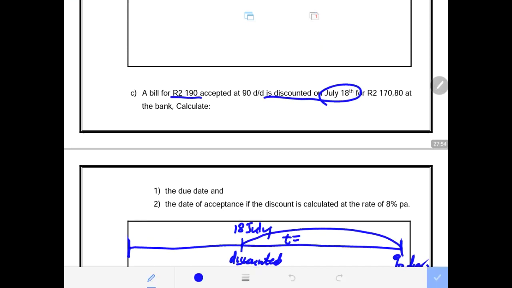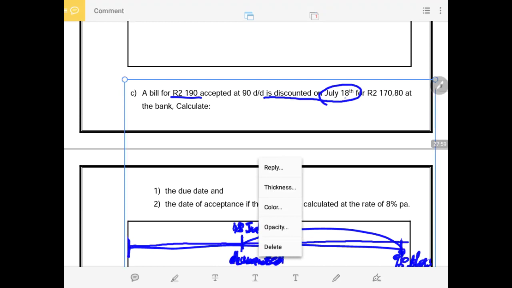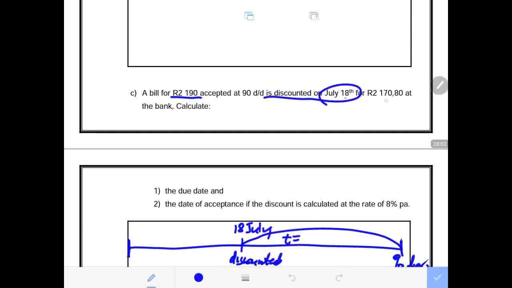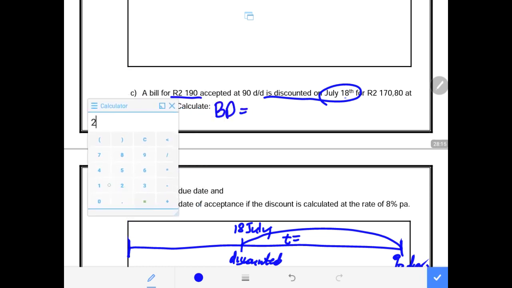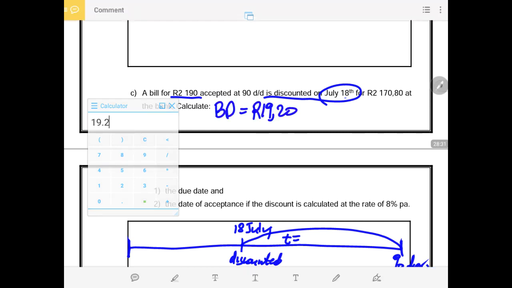We know that the bill was discounted on the 18th of July. For how much? For an amount of 2,170.80 at the bank. So that means we definitely know what is called the banker's discount. Because banker's discount is equal to the face value 2,190 minus 2,170.80. That means we have a banker's discount of 19 rand 20 cents. We know the banker's discount.